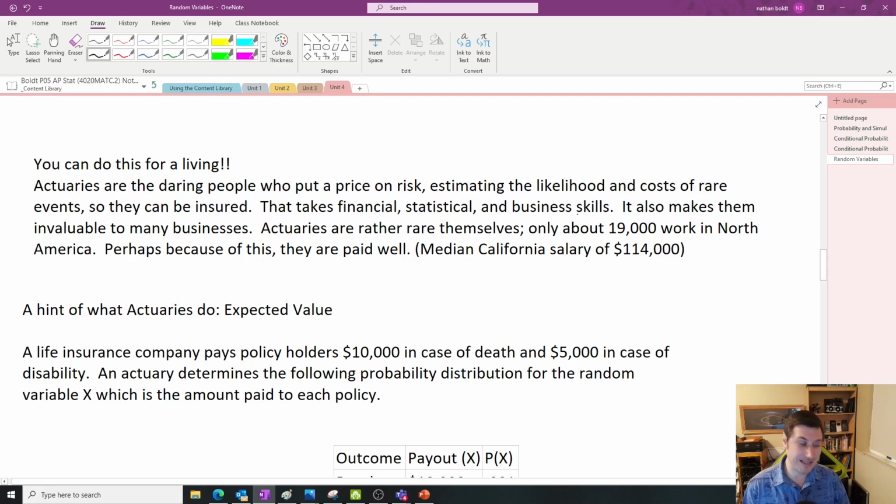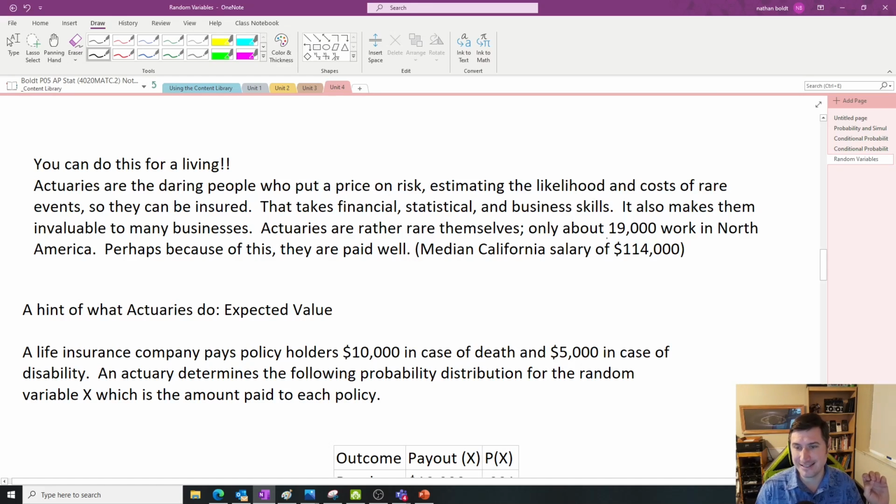But an actuary is the person that would determine how much to charge to insure all of those things. So that takes financial, statistical, and business skills. It also makes them invaluable to many businesses. Actuaries are rather rare themselves. It's kind of hard to become an actuary. You have to take an extremely difficult series of tests about probability and statistics and all kinds of stuff.